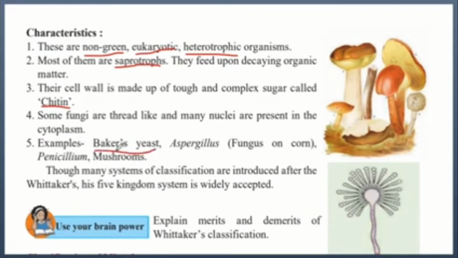Examples of kingdom fungi are baker's yeast. This is what bakers use to make bread. Aspergillus, this is a fungus present on corn. Penicillium and mushrooms. As you can see here, this is an example of a mushroom, and mushroom is an example of kingdom fungi. Though many systems of classification are introduced after Whittaker, his five kingdom system is widely accepted. So after Whittaker, many other scientists tried to organize all the different organisms into different subgroups, but Whittaker's classification is the one which is widely used.